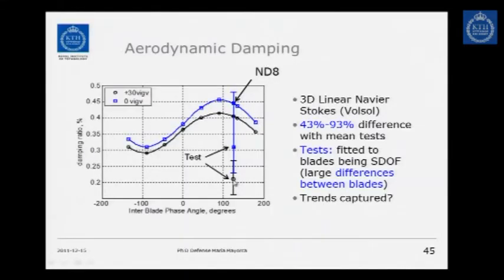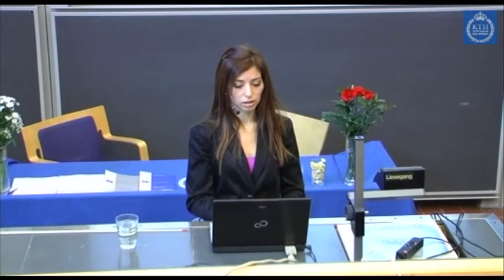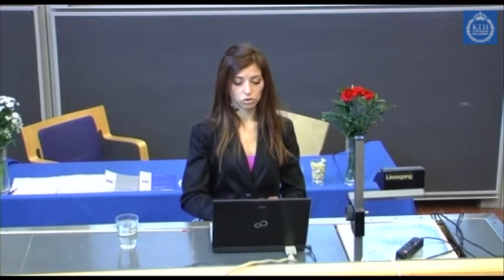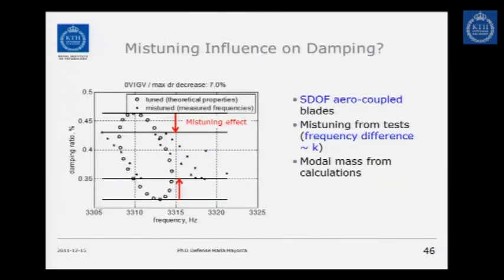So we're actually over-predicting the aerodynamic damping. But the scatter of the damping between the blades is these vertical lines that you see, so it's very, very large. For the nominal case, we can say we're inside the range, but for the other case, we're not inside the range. So that's why I say we can say the trends are captured, because the 30 VIGB case has a higher damping than the nominal case, like in the tests. But also the scatter from the nominal case in the test is so large that we could even doubt that the trends are captured here.